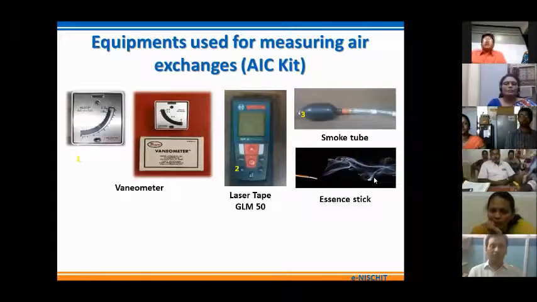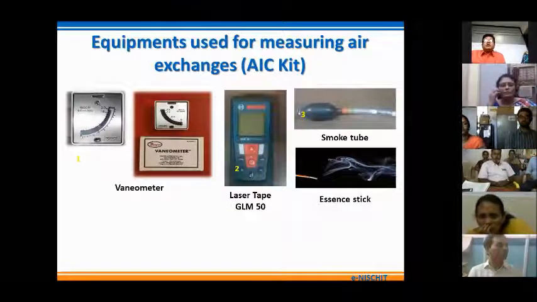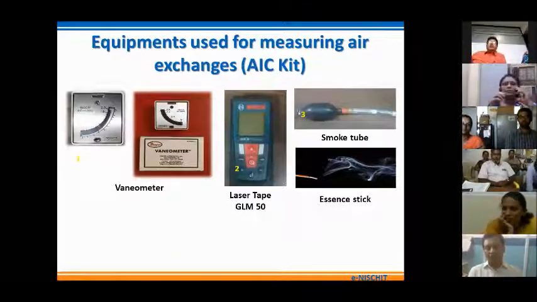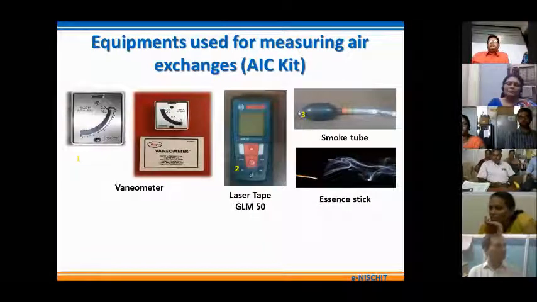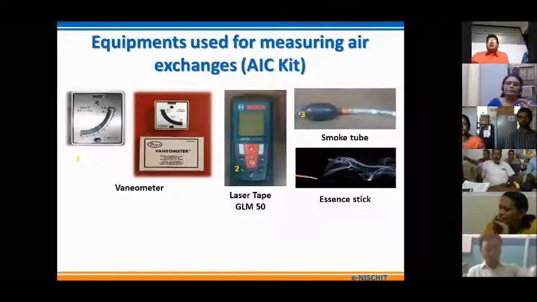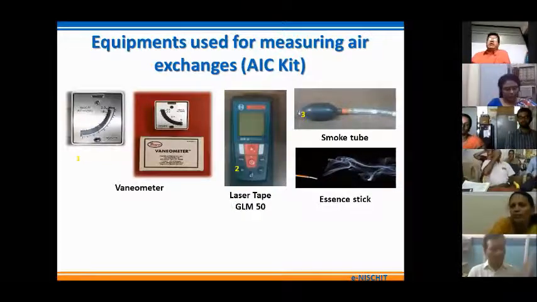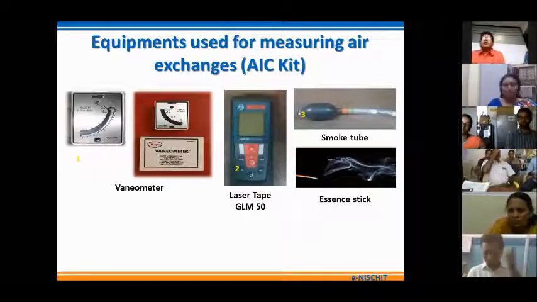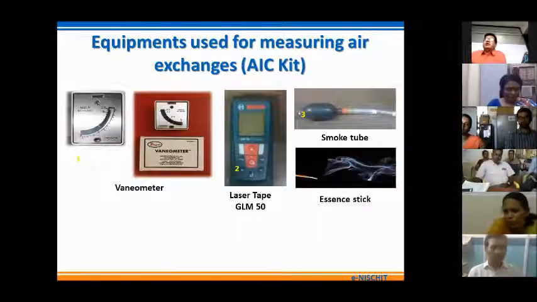The next slide shows you some of the equipment we use for actually determining how we measure these air changes. This is called the ACH kit, which the team takes to each center. The first equipment we are seeing, the vanemeter, will measure the airflow. And the second one is a laser tape. Standing at a location, we can point this laser tape to any dimension of the room, and that will give us the length, breadth, and height of the room. So it's very easily captured here. We need not stand on stools and benches and measure. So the laser tape gives you that advantage.